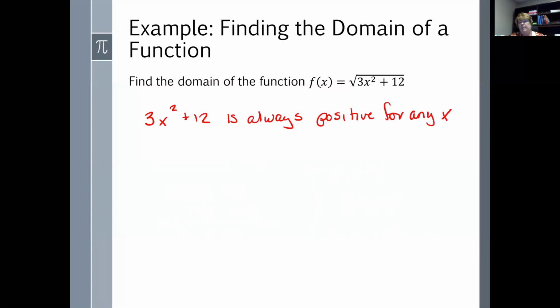So since it's going to be positive for any x, the domain is the set of all real numbers. And I should be able to write that correctly. From negative infinity to positive infinity.